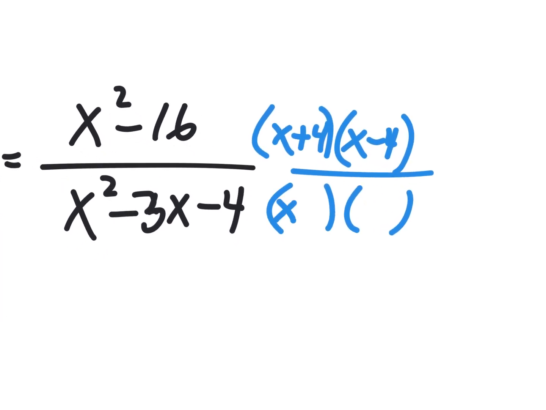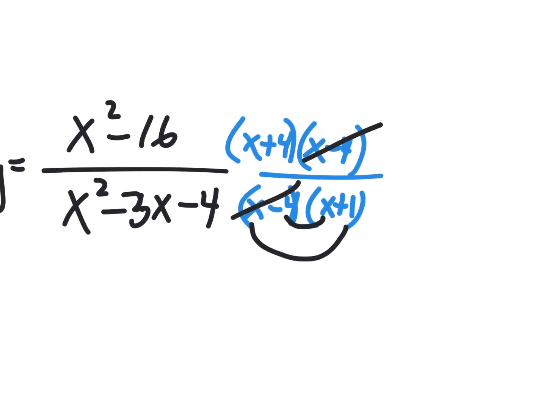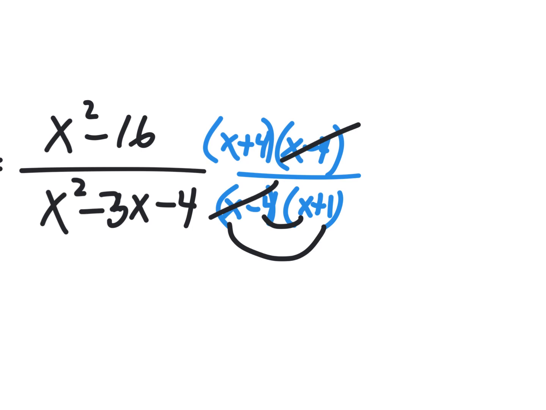Did you figure out it was x minus 4 and x plus 1? If you got that wrong, double check yourself, because the outside and inside need to total up to negative 3x. Then this and this will cancel, and this is important. It's easy to just forget about them when you simplify it down and just say it's x plus 4 over x plus 1. That is a correct answer.